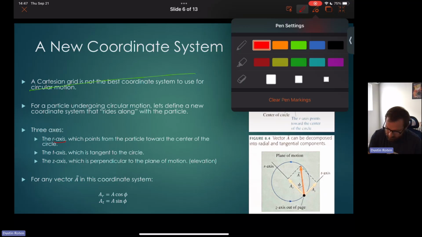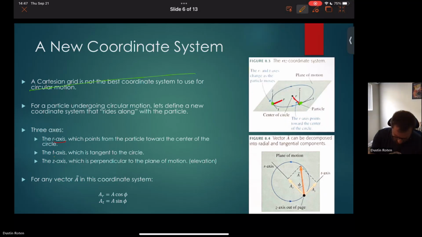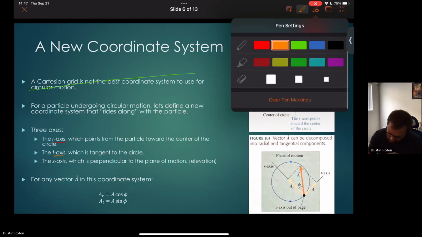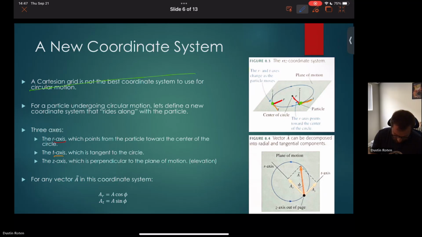We have the T axis, which is tangent. Okay, so we have this axis, which is tangent to the circle. And we have the Z axis. Now the Z axis is essentially our elevation above the circle. Okay, and it's always perpendicular to the plane of motion. So it's essentially your elevation.